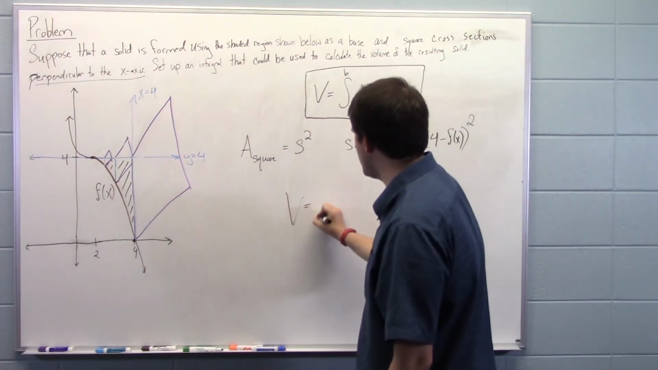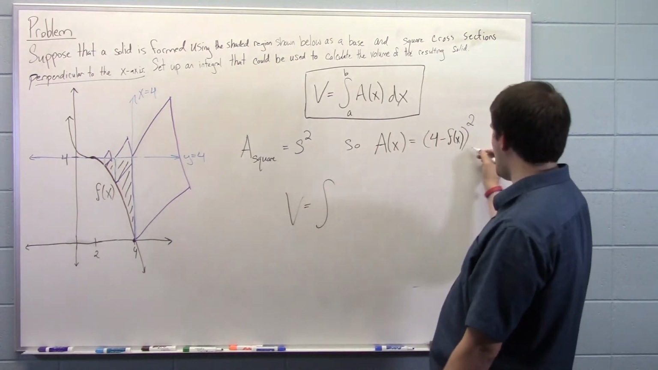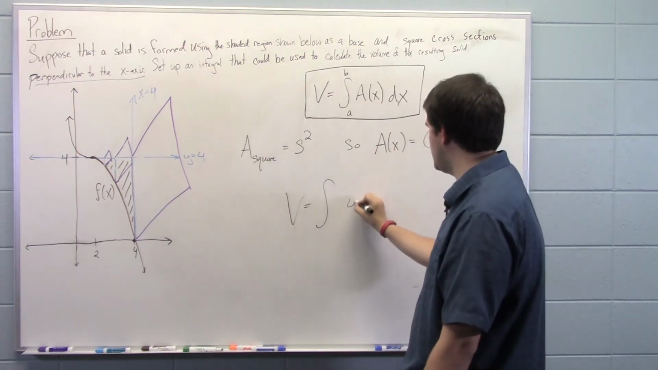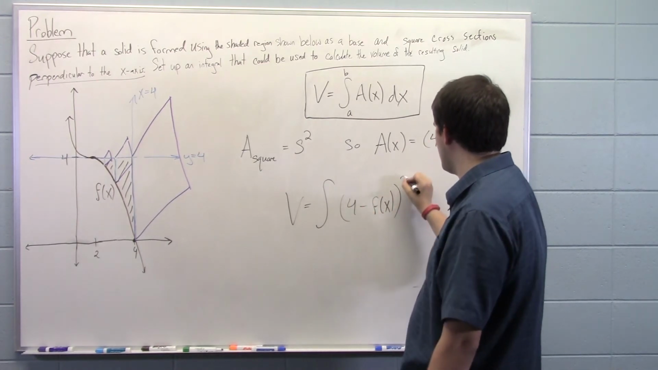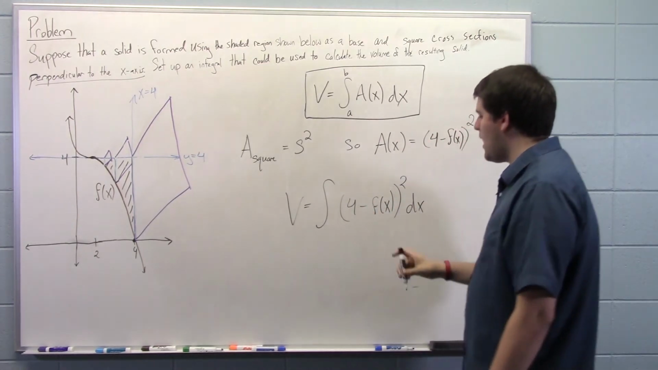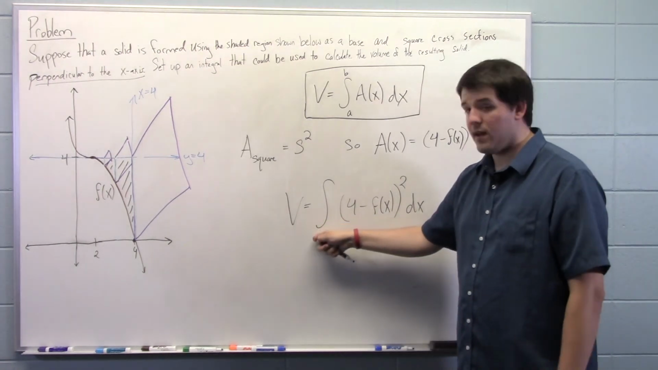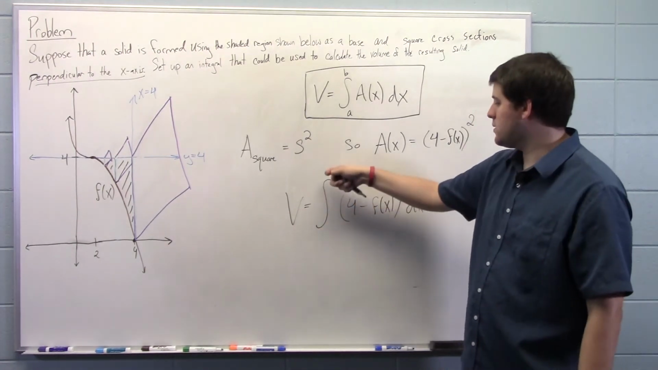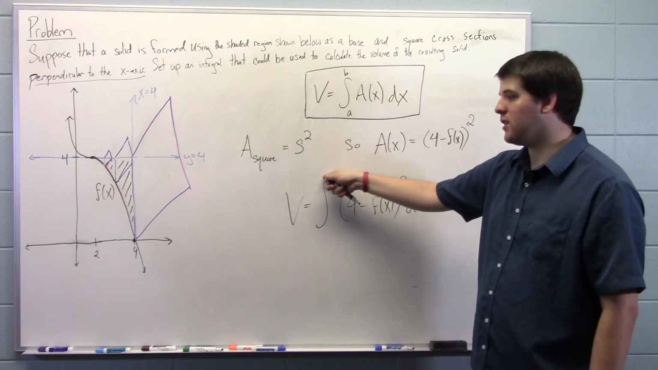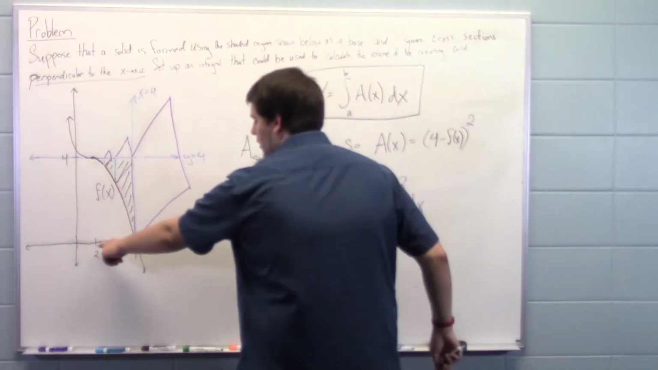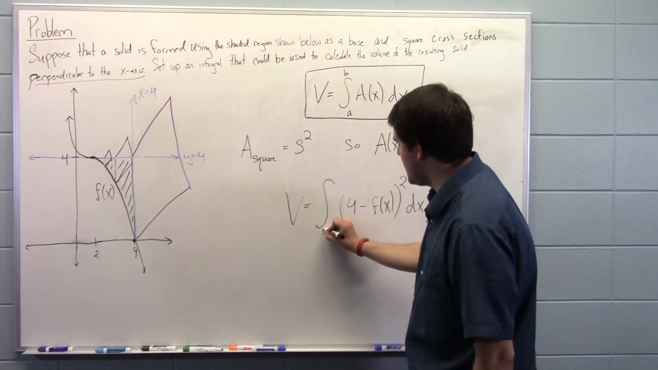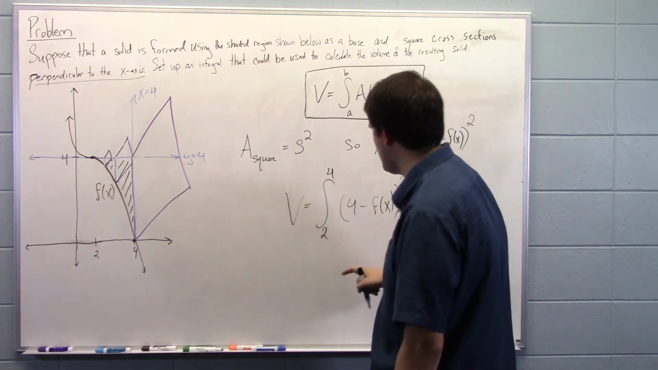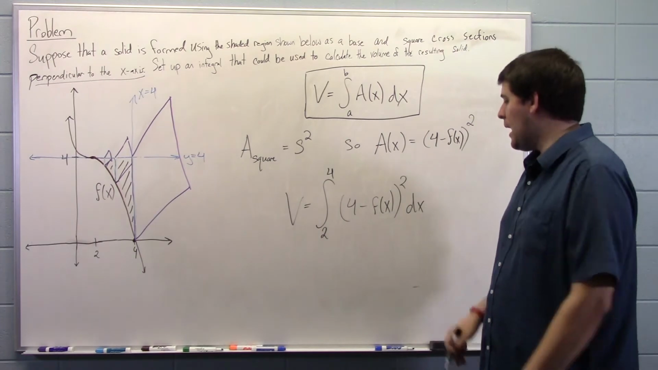I can calculate volume by taking the definite integral of the area of my cross-sections with respect to x, and I want to integrate from the x value that begins the region I'm dealing with to the x value that ends the region I'm dealing with. So my region starts when x is equal to 2 and ends when x is equal to 4. So I integrate from 2 to 4. A is 2, b is 4, and then I'm done.